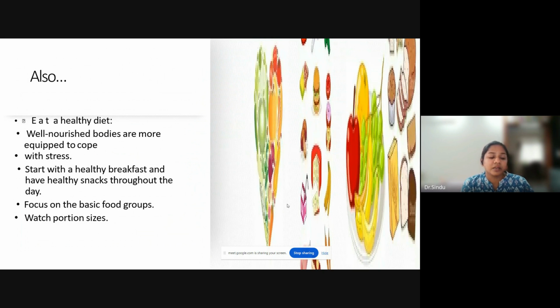At last, talk to a professional. When you do all these things and your stress still is not reduced, you have to share your thoughts with a professional. If your stress is extreme, you might find it helpful to talk to a mental health professional. So these are called the stress reduction techniques.